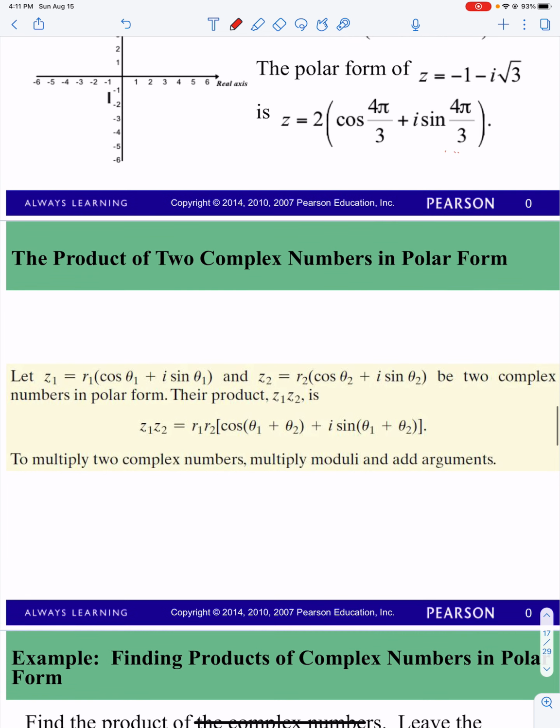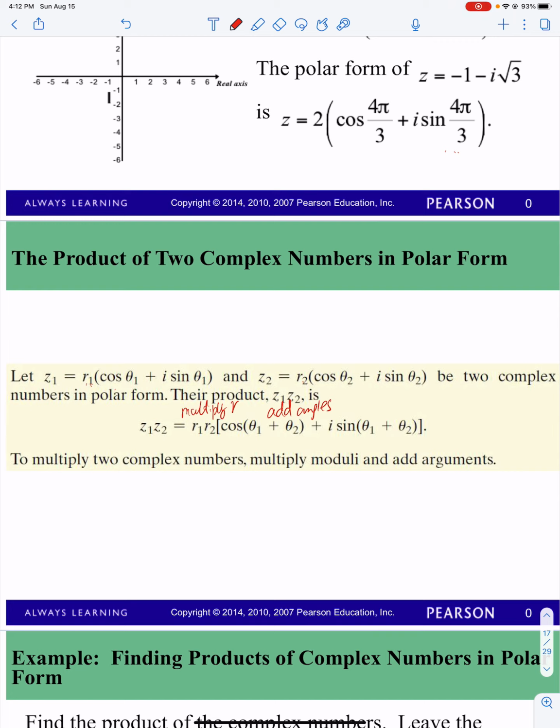Okay, so the next one is what will be the product of two complex numbers? So z1, z2. So what will you do? Equal to cosine theta. So what do you say? It will be what? The multiplication: multiply r and add angles. Okay, so this is how you remember.